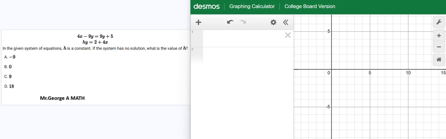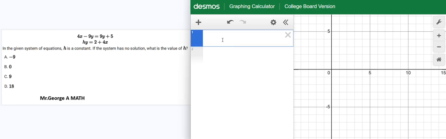Hi guys, here is the system of equations given with hy. There is supposed to be a constant number for h over here to make the system of equations have no solution. What we do then, let me show you how you do it.